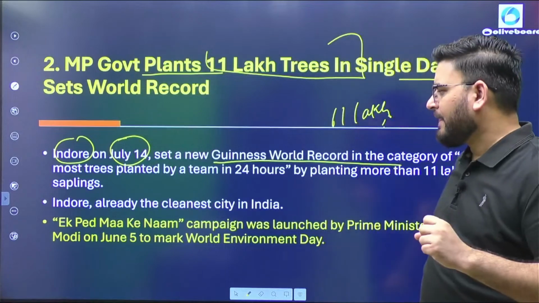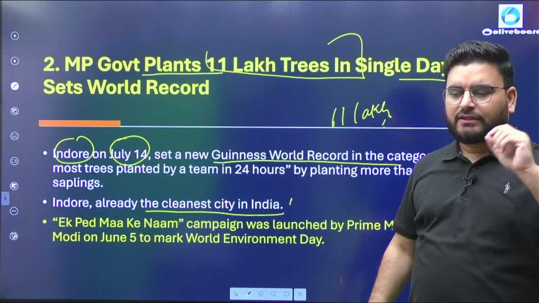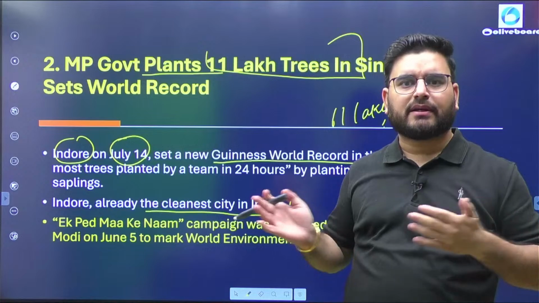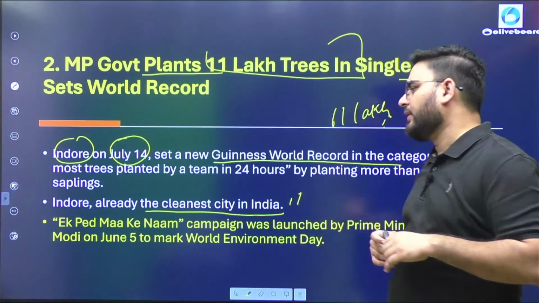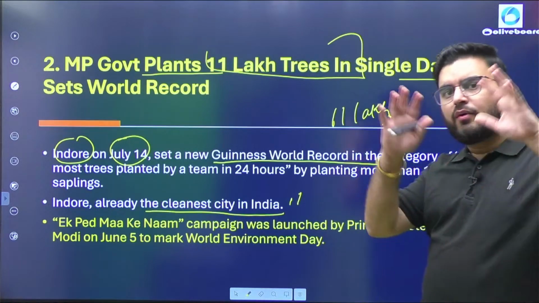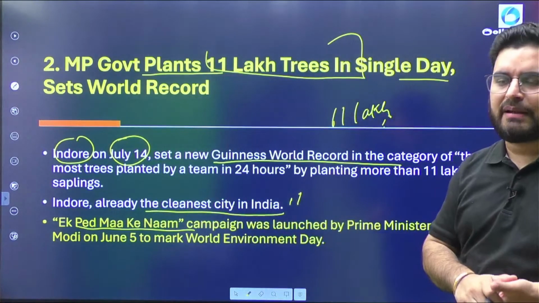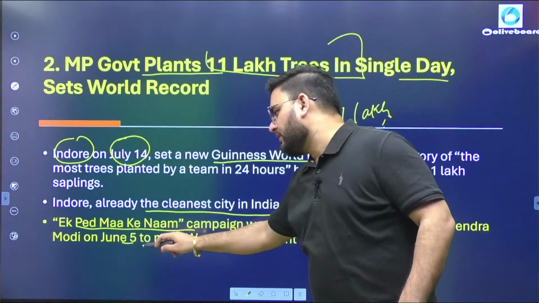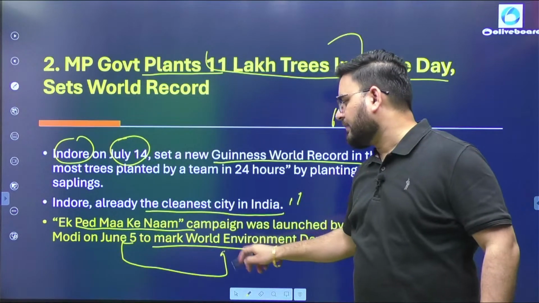Madhya Pradesh. Right. Also, Indore is the cleanest city in India. Remember this thing. The Swachh Sarvekshan rankings are there, and most of the time Indore generally tops them. So the cleanest city award is for Indore. And this planting of trees has been through the Ek Ped Maa Ke Naam campaign, which was started by our Prime Minister. Okay. It was started on June 5th to mark World Environment Day. Again, a very important fact, June 5th is celebrated as World Environment Day.